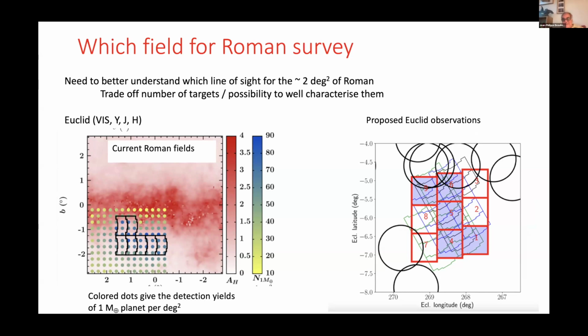And you can say, well, ultimately Roman will probably do only 2 square degrees, but having this wide survey of Euclid is actually the best way to refine what will be the final fields to be observed by Roman.